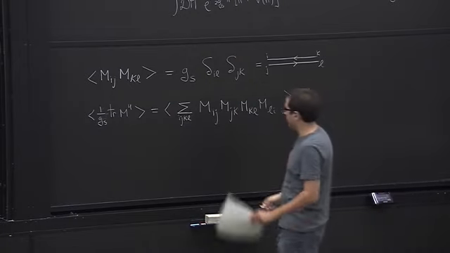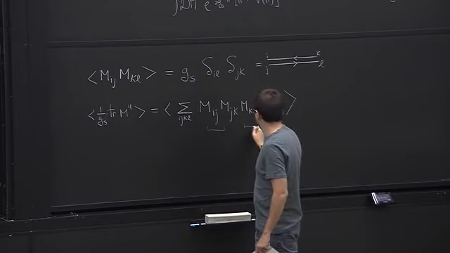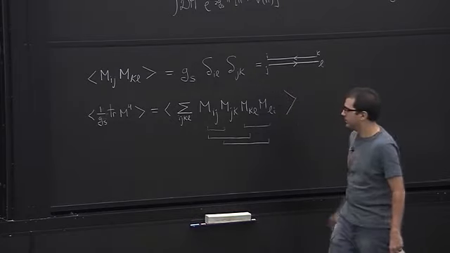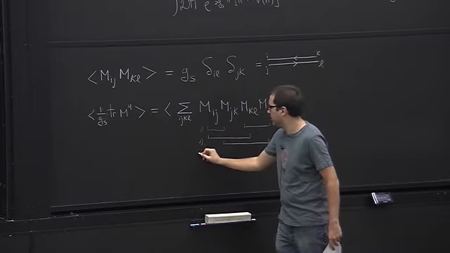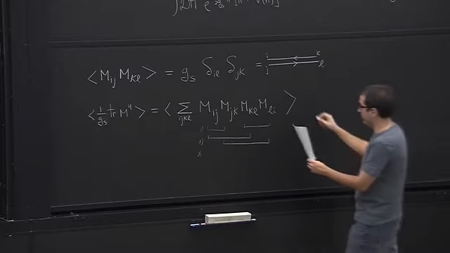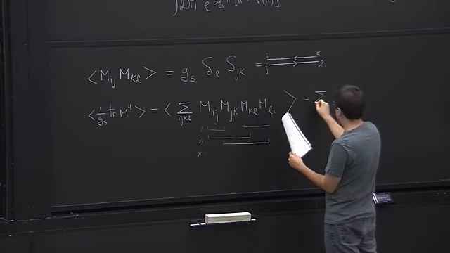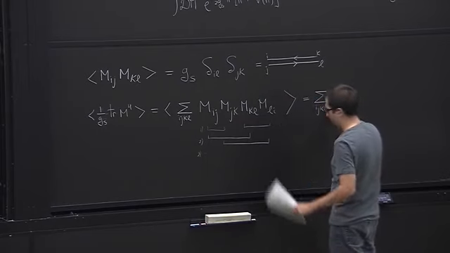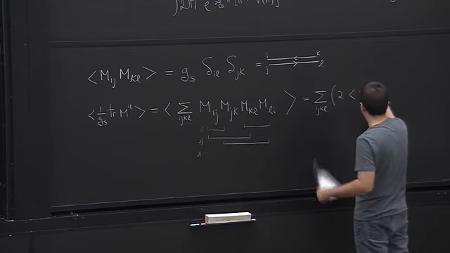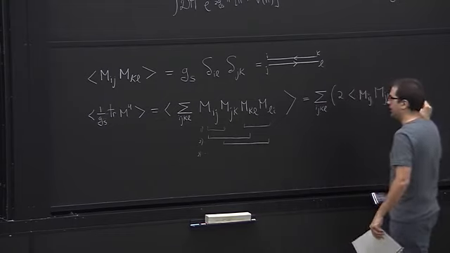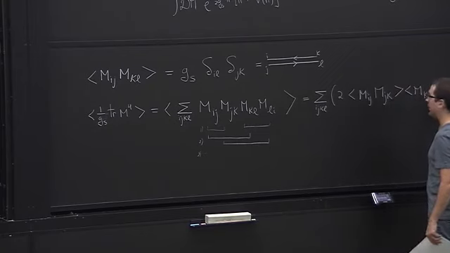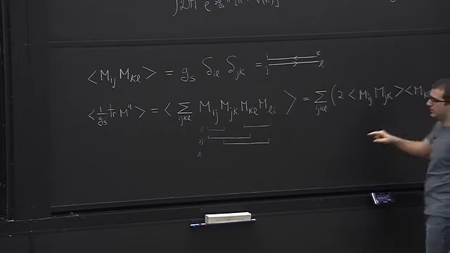And then you start weak contracting them. You can weak contract these guys and these guys, or you can contract these guys and these guys, and so on. So this is one option, this is another option, and so on. And you get the following: a sum over I, J, K, L of twice the average of M_IJ M_JK times M_KL M_LI. So this is the first case.